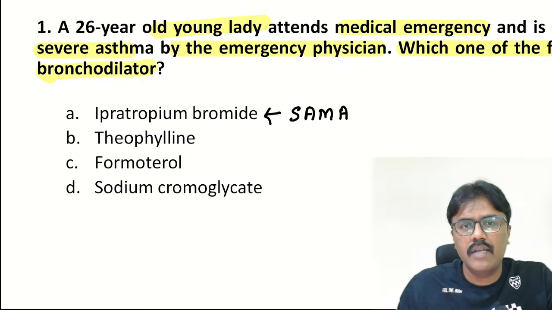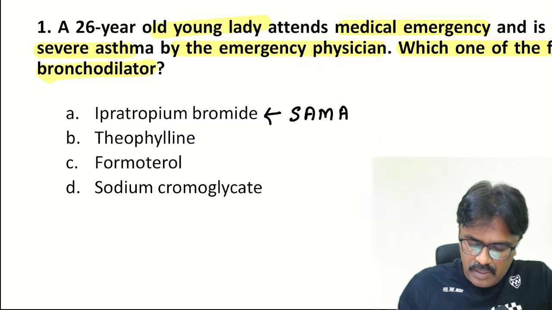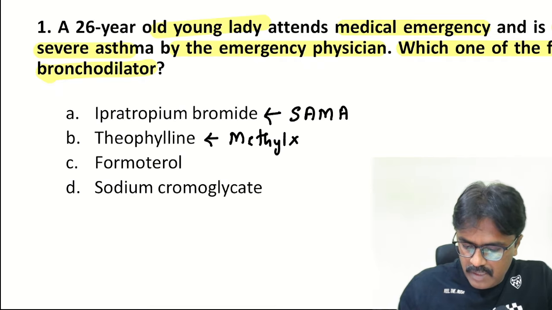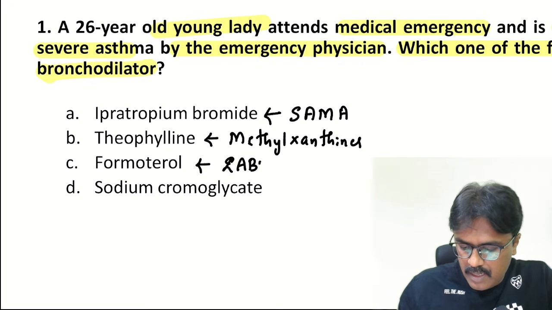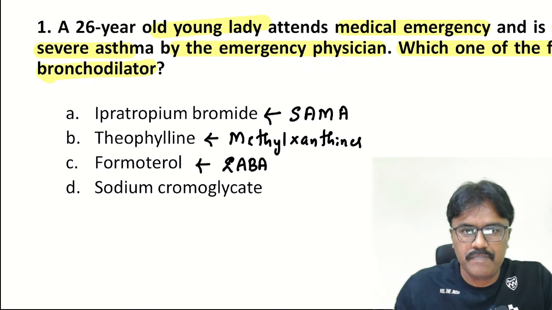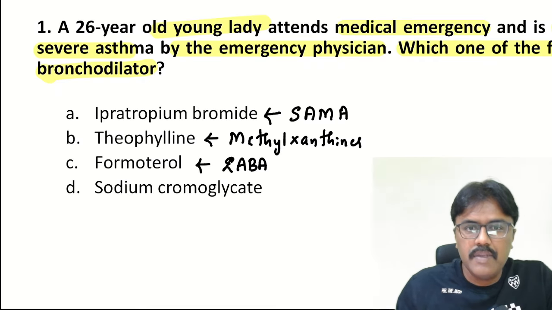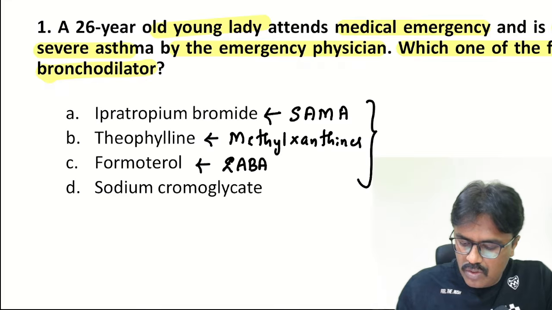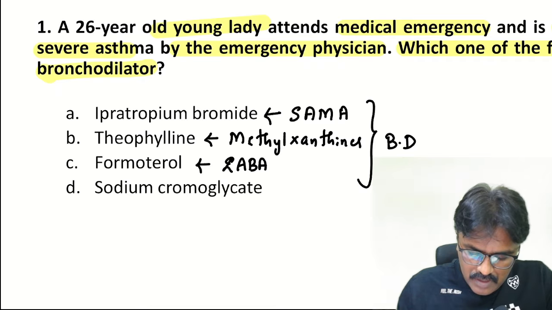The LAMA drug is tiotropium bromide. Theophylline is also a bronchodilator. We call it methyl xanthines. Formoterol, salmeterol, they are called LABA drugs. LABA stands for long-acting beta-2 agonist. So all the three A, B, C are bronchodilators. So all these can be used in attack of asthma. Then what about option C?